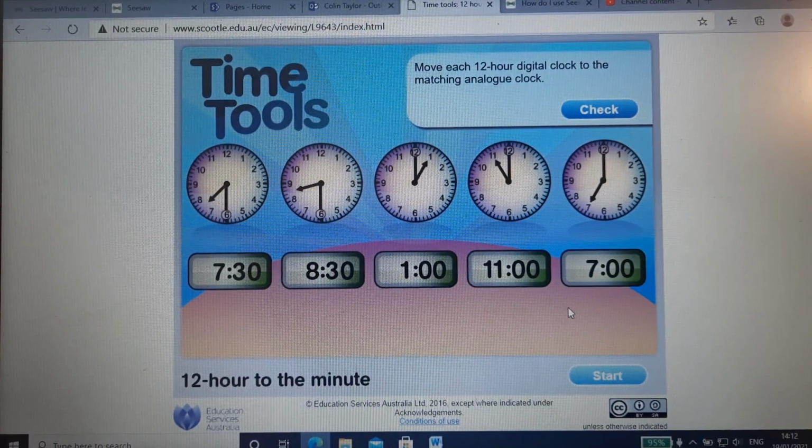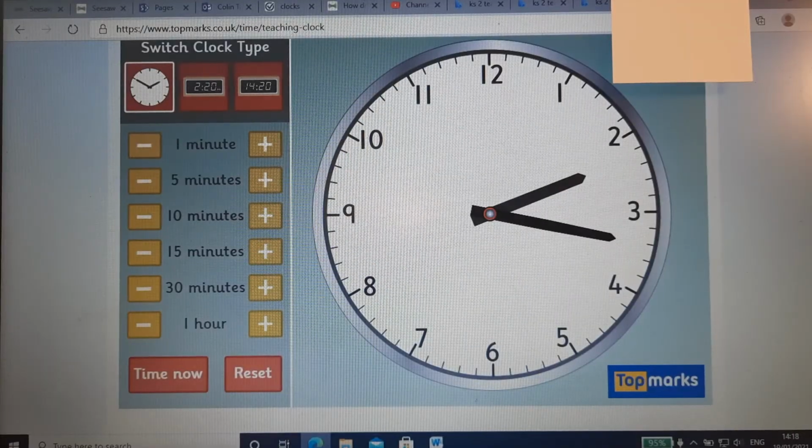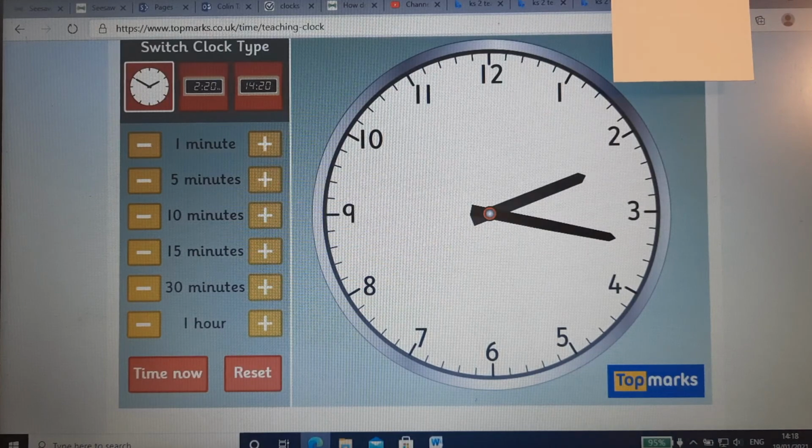And now we'll get ready for the next part of the lesson. Okay, now I've swapped the type of clock that we're having, so we're changing the activity. Now, in this particular activity, we are going to go through AM and PM. So what is AM and PM?